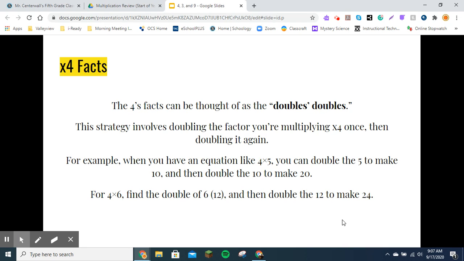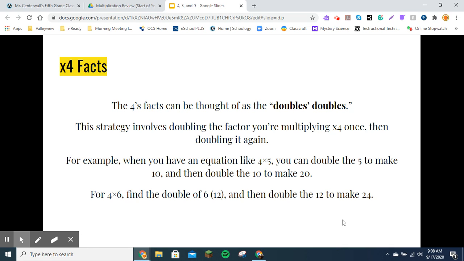The first facts we're going to go over are the times 4 facts. Now, these are known as the double doubles, and let me explain what we mean by that. The strategy involves doubling the number, or the factor, that you're multiplying by 4 one time, and then that answer you double again. So it's a double double.